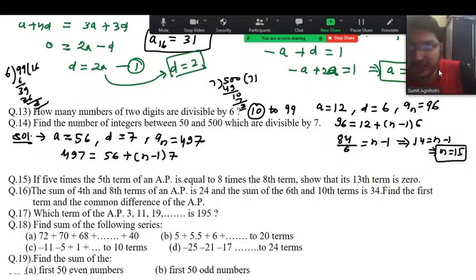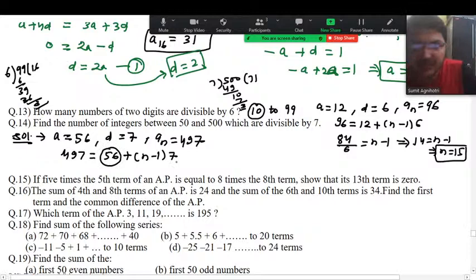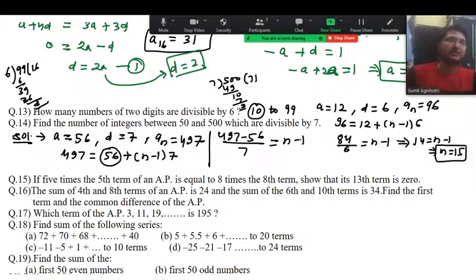What you can do is first subtract 56 and then divide by 7. What is the value when you subtract 56? 497 minus 56 divided by 7 is actually n minus 1. So first, 497 minus 56, right? Then divide by 7.